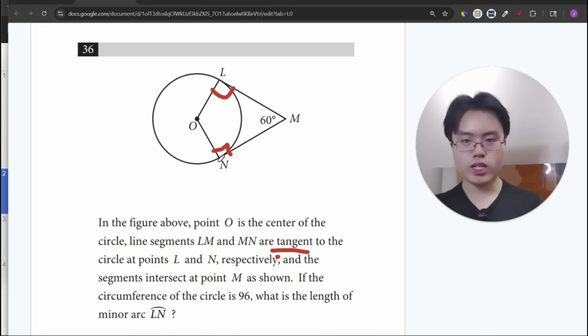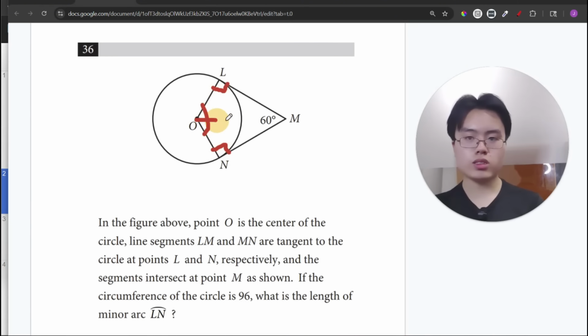Right, you see these lines are tangent to the circle, and the segments intersect at point M as shown, and that's 60 degrees. If the circumference of the circle is 96, what is the length... Okay, so I'm actually thinking of arc length and sector area questions as well. It gives the circumference and everything. But we know these are 90 degrees because of tangent. Then that means we can solve for this, right?